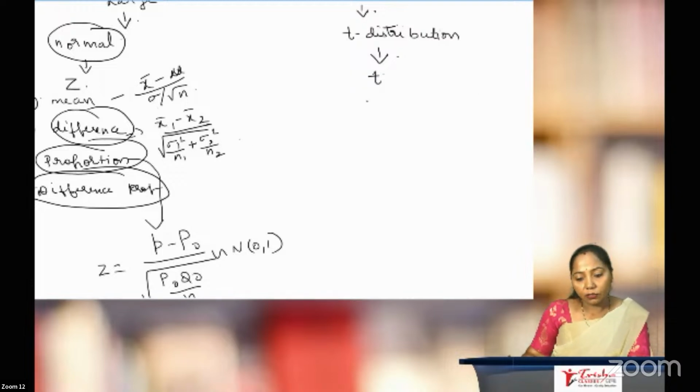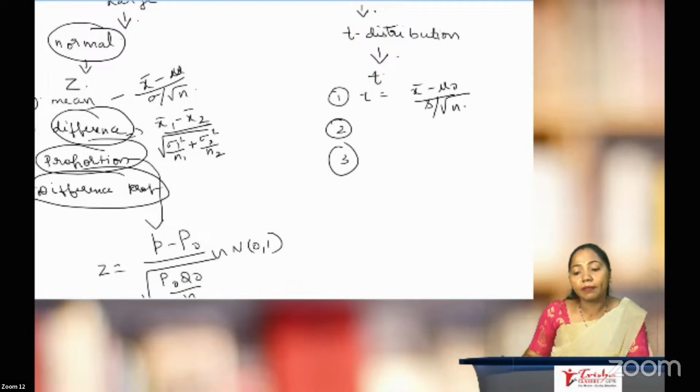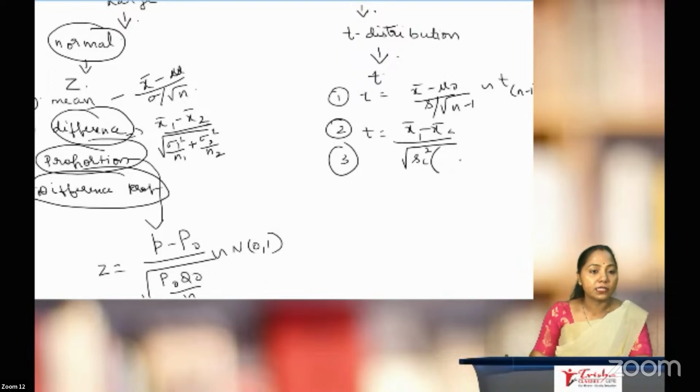T test or T distribution, we have 3 formulas. Single mean, it will be x bar minus mu naught by S by root n minus 1. This follows T with n minus 1 degrees of freedom. Or it can be x bar 1 minus x bar 2 by root of S c square, the combined variance.